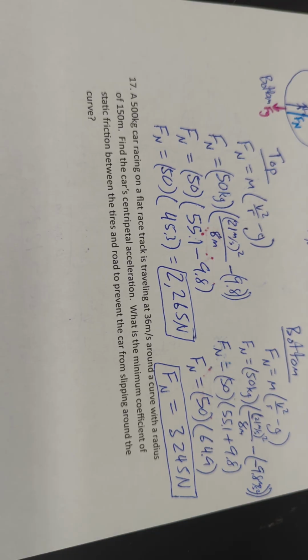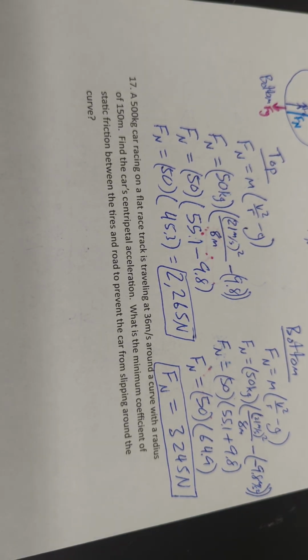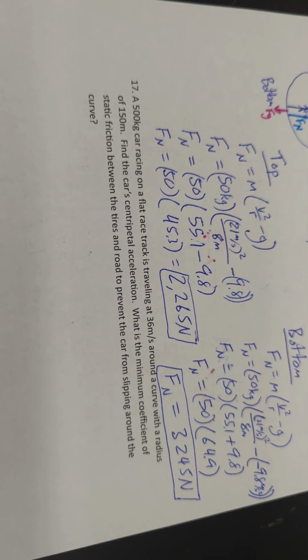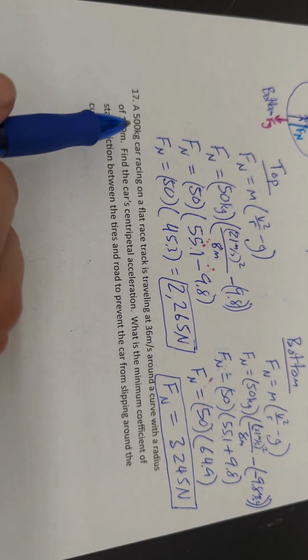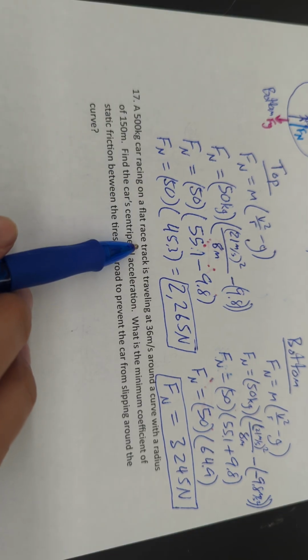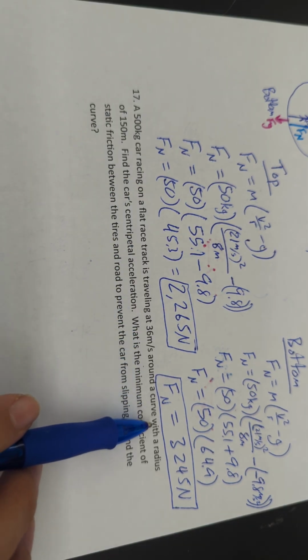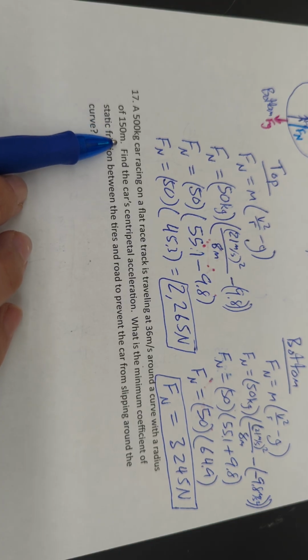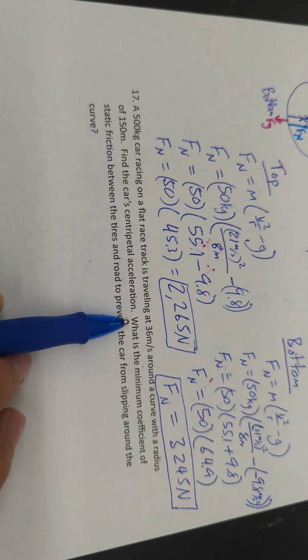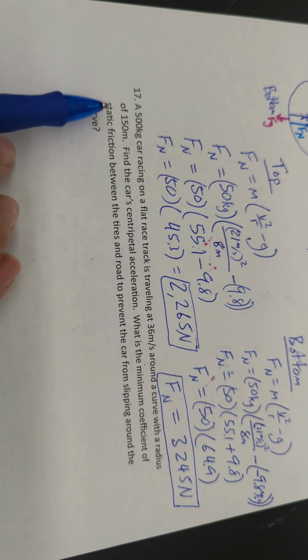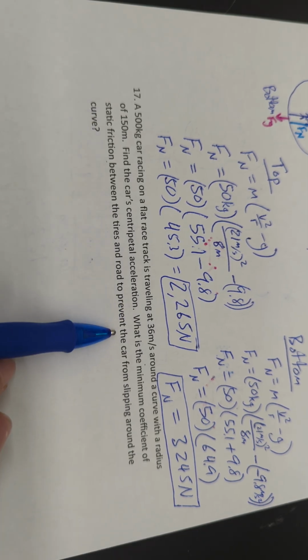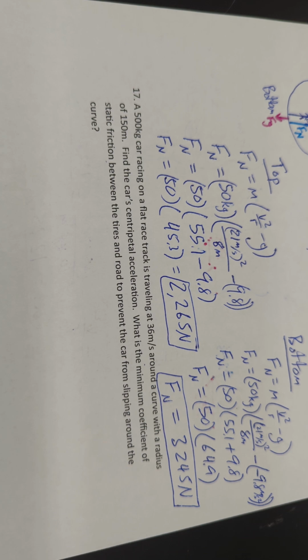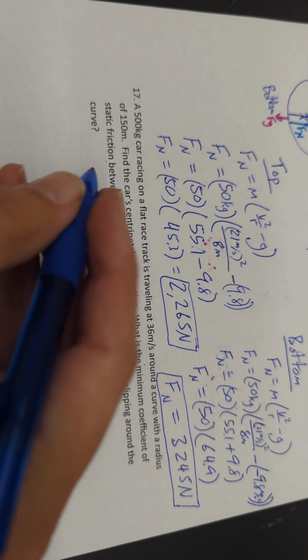All right. And for our last question, we got a question that kind of involves friction. A little bit of a tricky question, but it's not anything we haven't seen before. We can do this. So a 500 kilogram car racing on a flat racetrack is traveling at 36 meters per second around a curve with a radius of 150 meters. Find the car's centripetal acceleration. Then what is the minimum coefficient of static friction between the tires and the road to prevent the car from slipping around the curve?